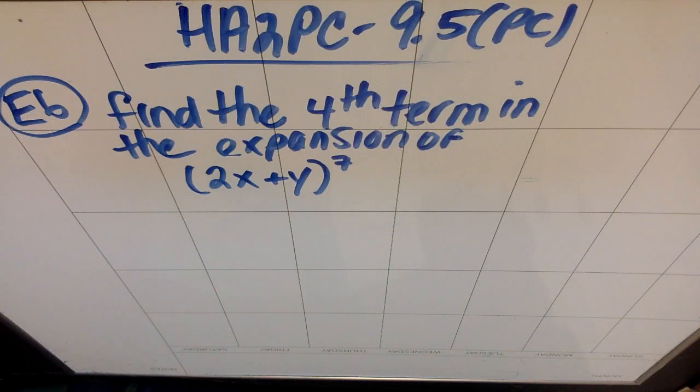This is Honors Algebra 2 Pre-Calculus. We're doing section 9.5 in Pre-Calc, and we're going to do example 6. We're going to find the fourth term in the expansion of (2x + y) to the seventh.